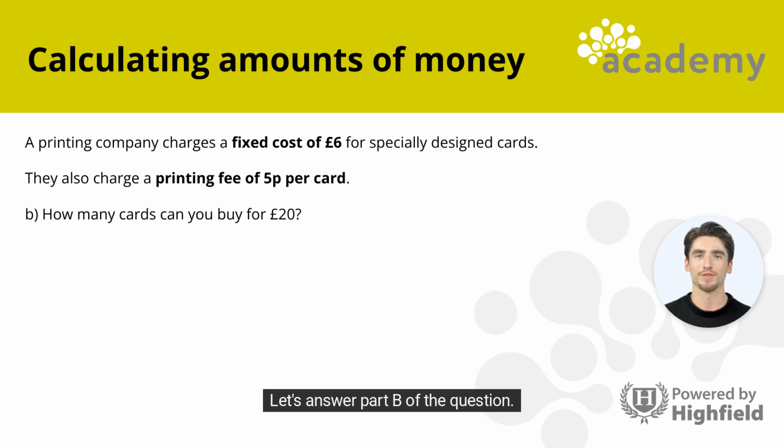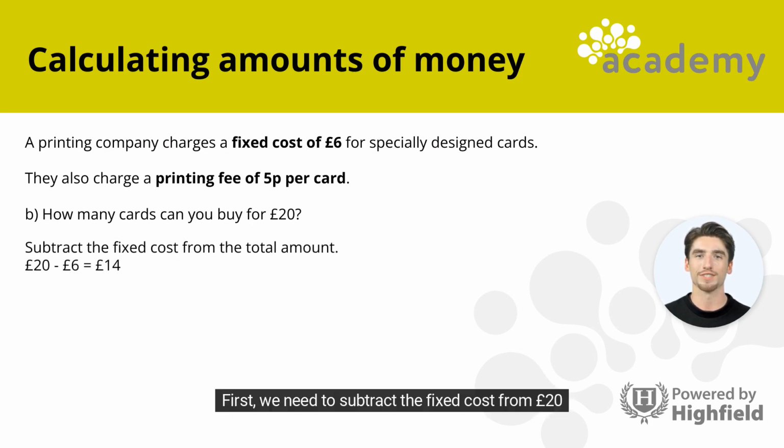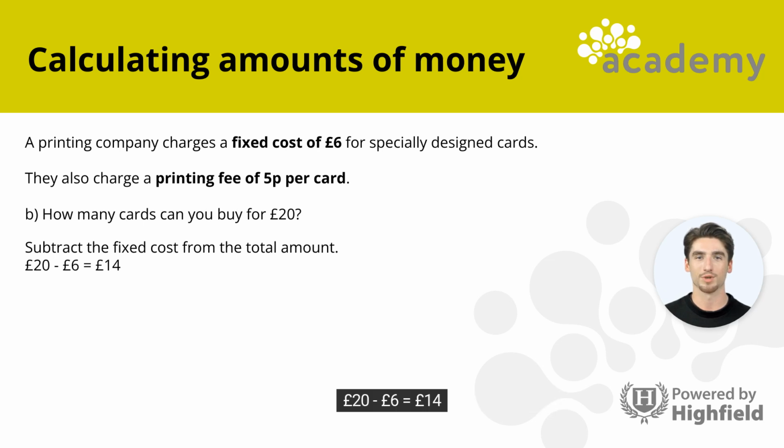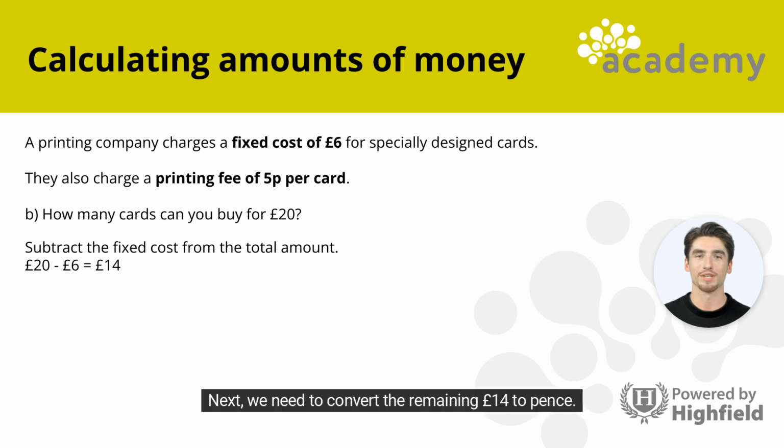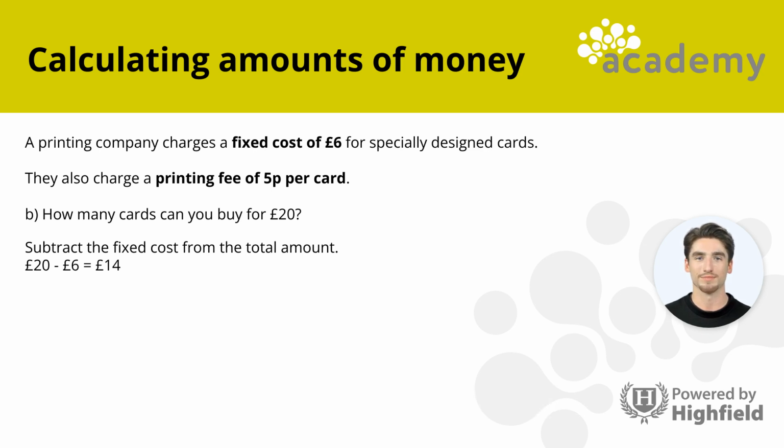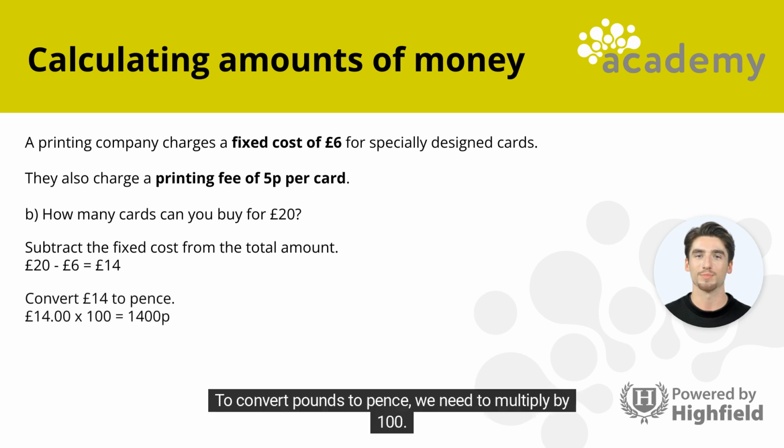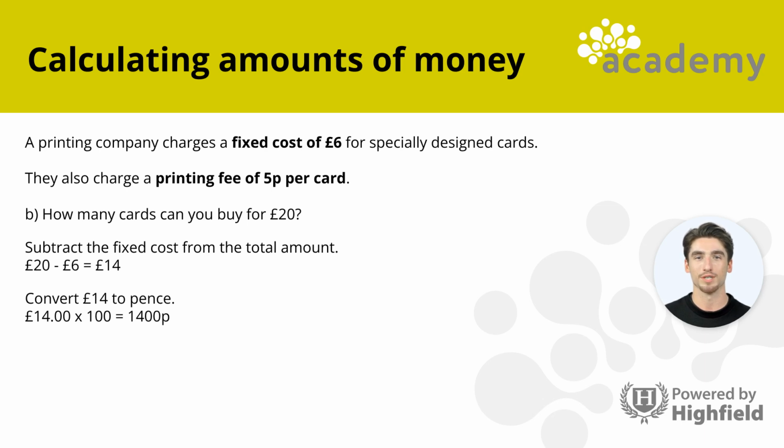Let's answer part B of the question. First, we need to subtract the fixed cost from £20. £20 minus £6 equals £14. Next, we need to convert the remaining £14 to pence. This is because the price of each card is 5 pence. To convert pounds to pence, we need to multiply by 100. £14 multiplied by 100 equals 1,400 pence.